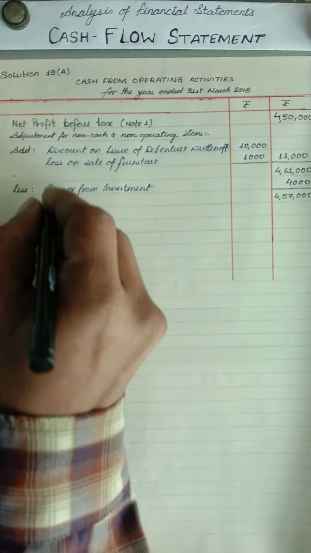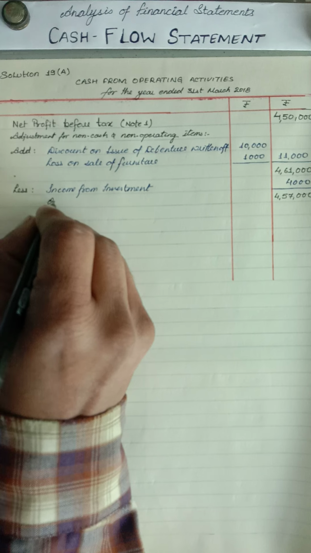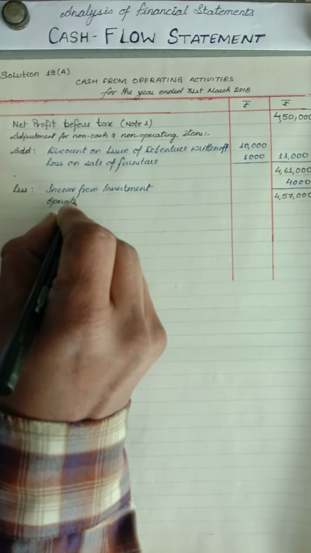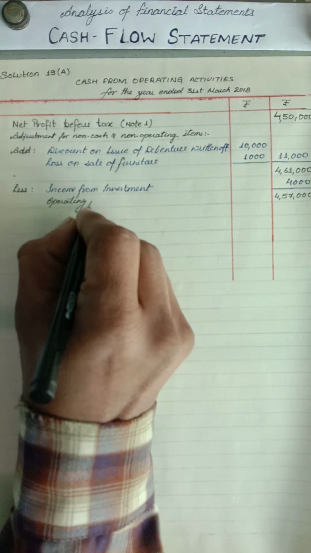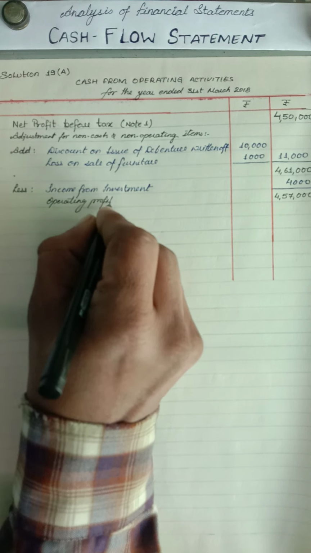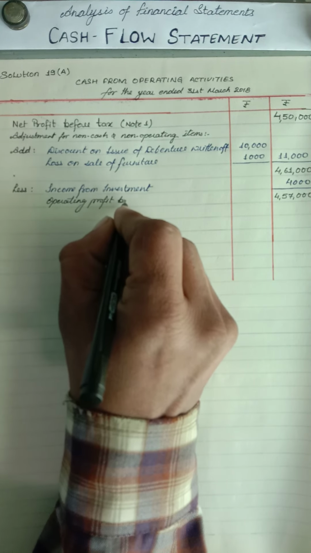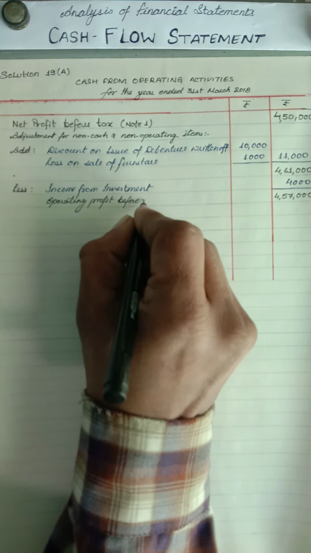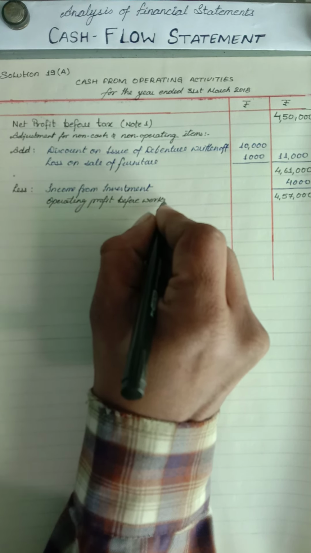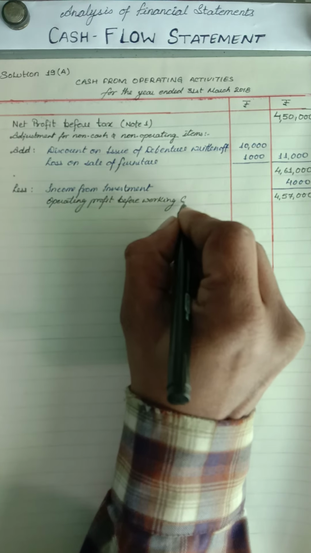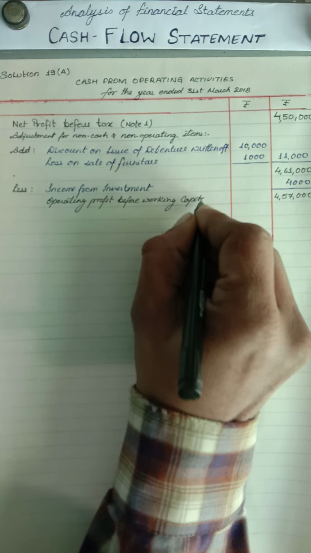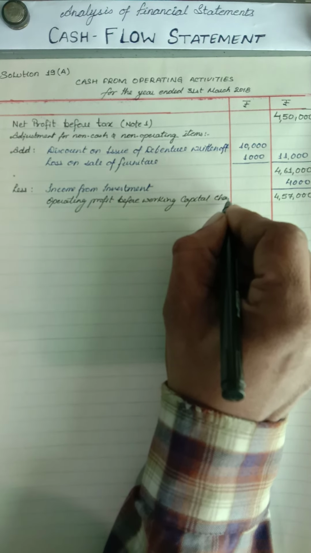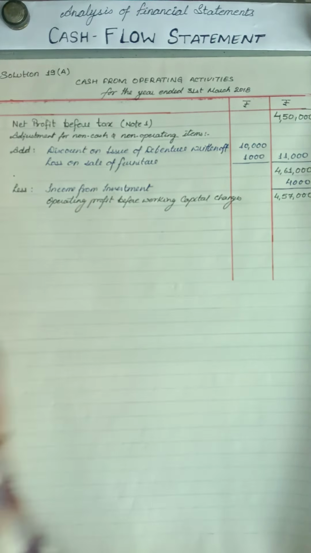It is clear. So I am going to write it here. Operating profit before working capital changes. Now what? Again the same process.